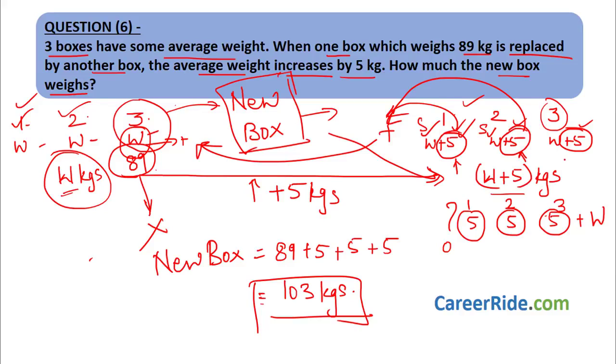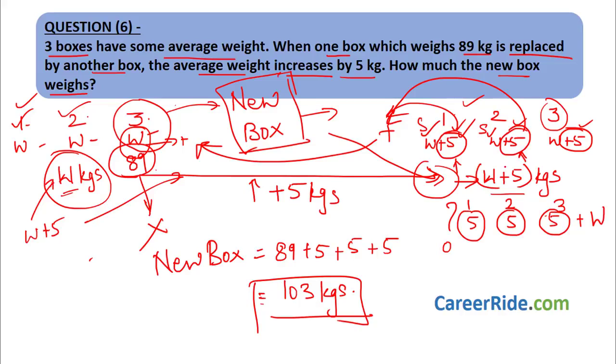Now let's come to our problem. Let us say that because of replacing one box, the average increases by 5. That means if the average initially is W kg, it becomes W plus 5 kg, right? Now since it becomes W plus 5 kg, what would the individual weights become? 1 will go from W to W plus 5, 2 will go from W to W plus 5 and 3 will also go from W to W plus 5. Okay, so there is an increase of 5 kg in individual weights also.